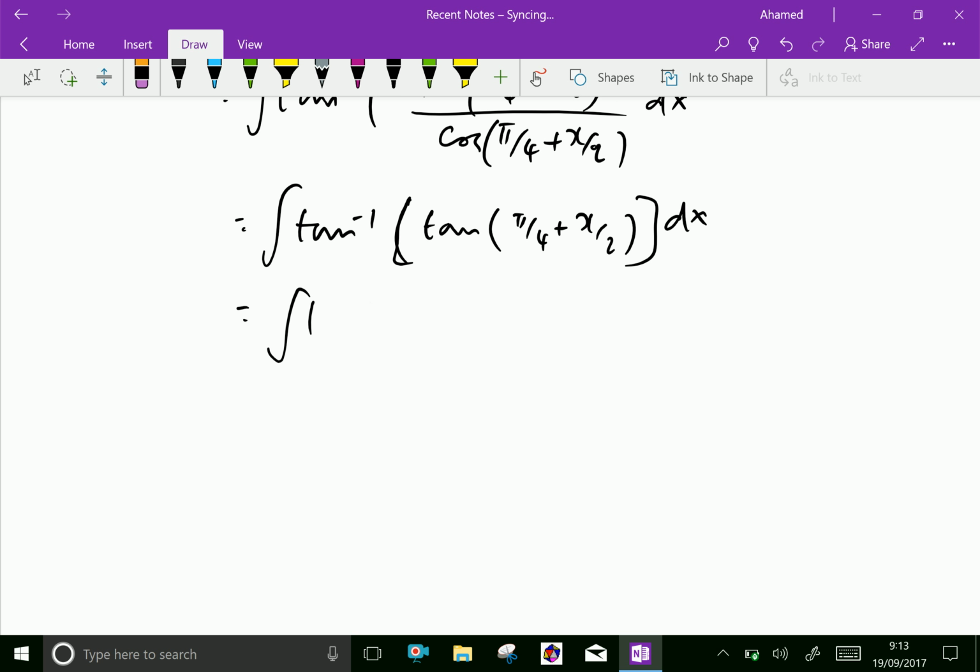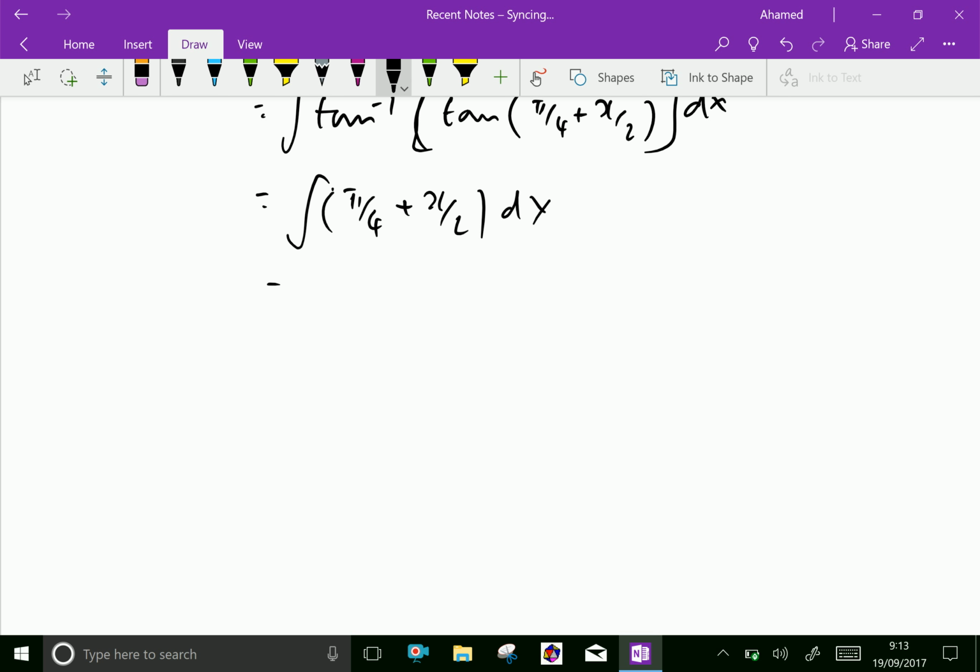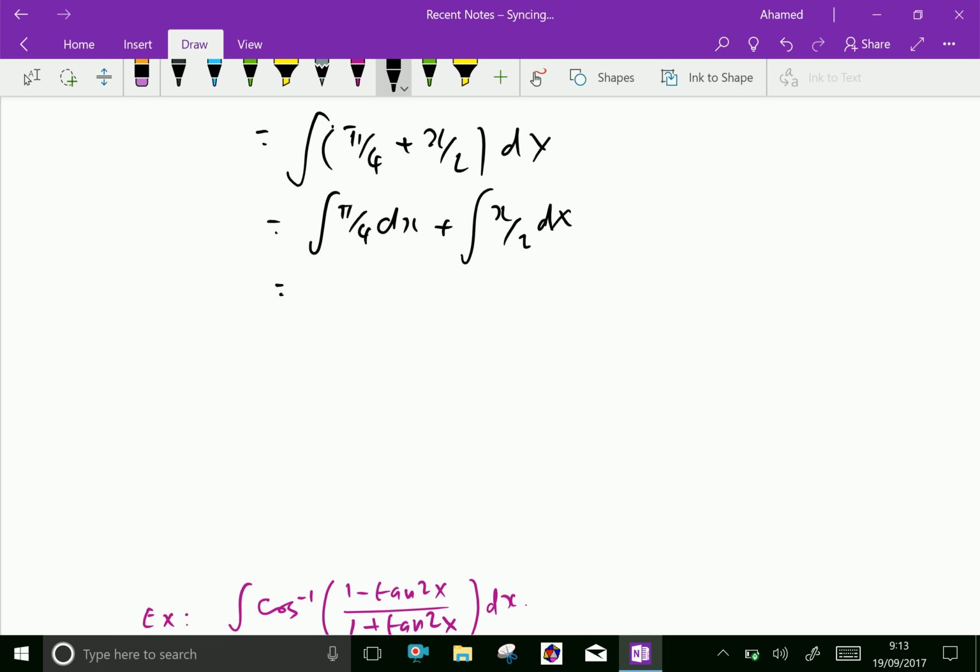tan inverse of tan of (pi by 4 plus x by 2) is only pi by 4 plus x by 2, dx. Now we can write the integral of pi by 4 dx plus integral of x by 2 dx, which is equal to pi by 4 into x plus, x by 2 integral is x squared by 2, but already one more 2 is there, so x squared by 4, plus c is our final answer.